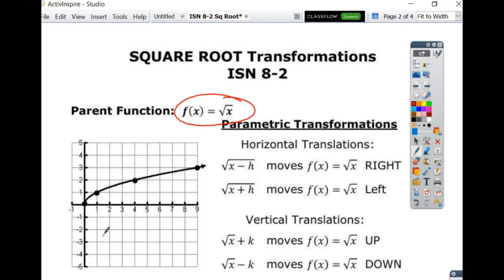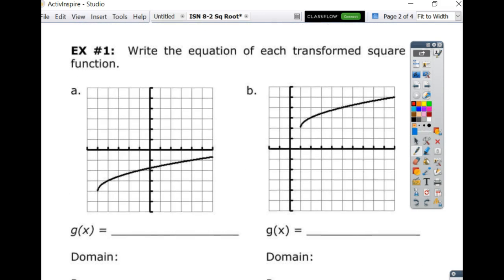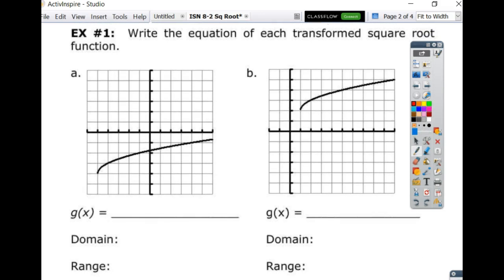A vertical translation is going to move up and down, and it's outside of the square root. And that moves a positive and a negative. So this one I know it's horizontal because it's under the square root. This one's outside, so that's up and down. Okay? Somebody shake their head yes. Thank you.